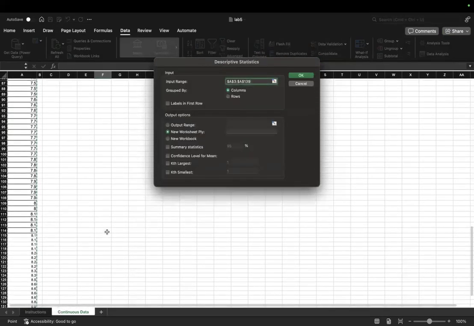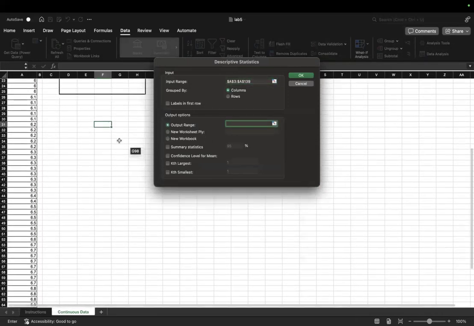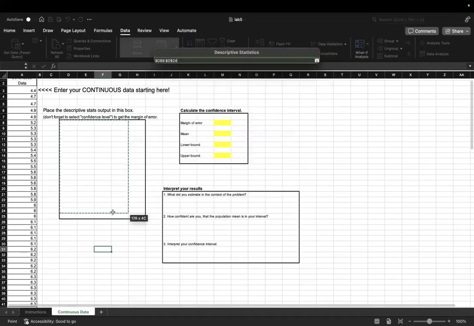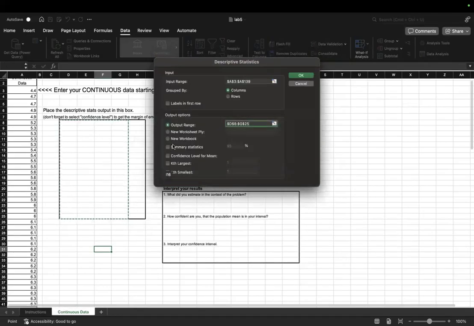Still the input range. And my output range is still going to be where I want it. I'm going to put it in this box right here. It's my output range. I didn't really mean to do 4, but that's okay.